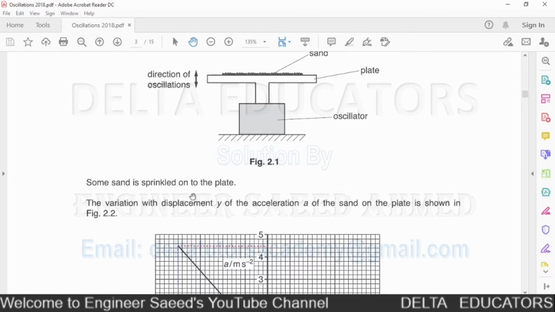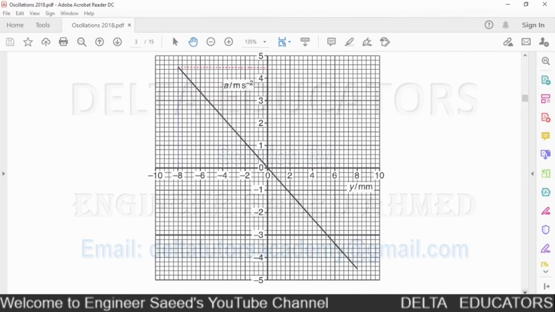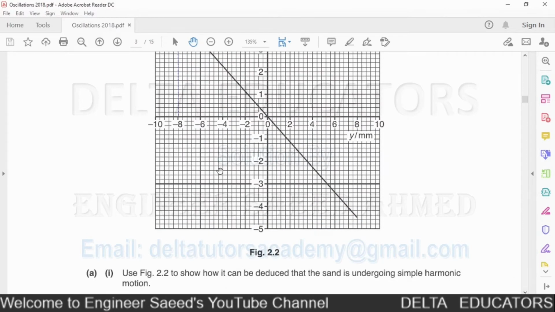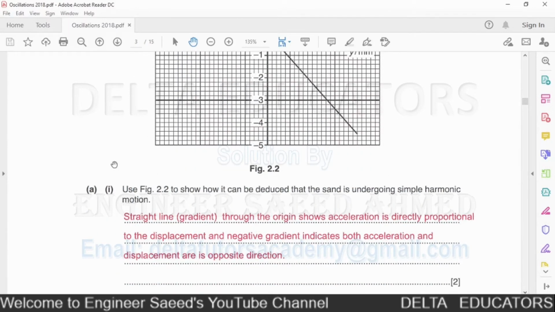The variation with displacement y of the acceleration a of the sand on the plate is shown in figure 2.2. Here we have figure 2.2. In this graph, we have plotted acceleration against displacement, and we got a straight line gradient. Part A, first part: use figure 2.2 to show how it can be deduced that the sand is undergoing simple harmonic motion.